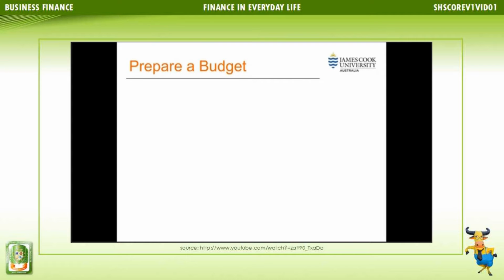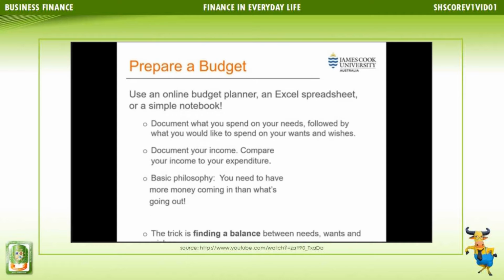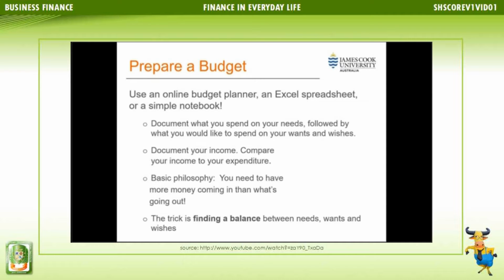Prepare a budget. Use an online budget planner, a spreadsheet, or a simple notebook. Document what you spend on your needs, followed by what you would like to spend on your wants and wishes. Document your income and compare it to your expenditure. The basic philosophy is that you need to have more money coming in than what's going out. The trick is finding a balance between needs, wants, and wishes.